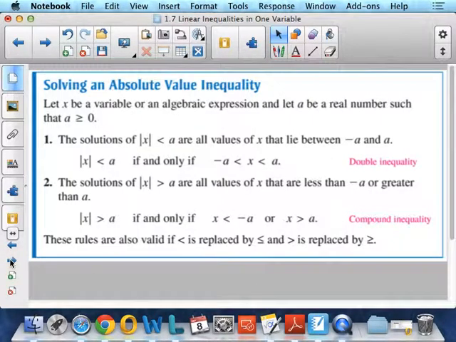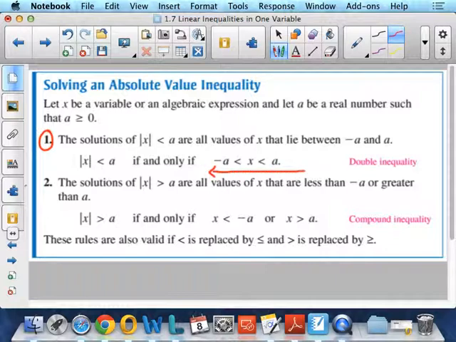Okay, so now we're going to do absolute value inequalities. So there's two different cases. So if we look at case 1, if the absolute value is less than a number, we're going to write it as a double inequality. So negative a is less than x is less than a. When we do the number line, we're going to be shading in between negative A and positive A.